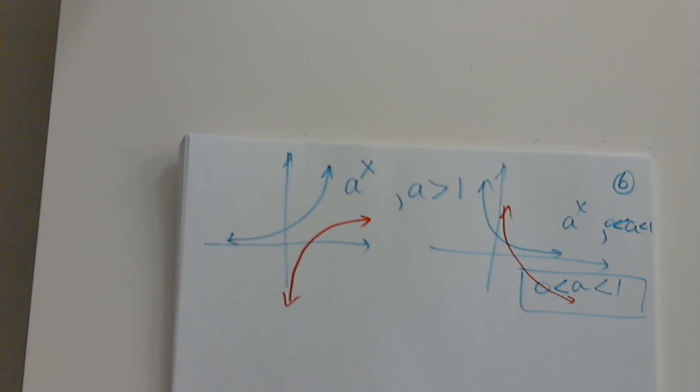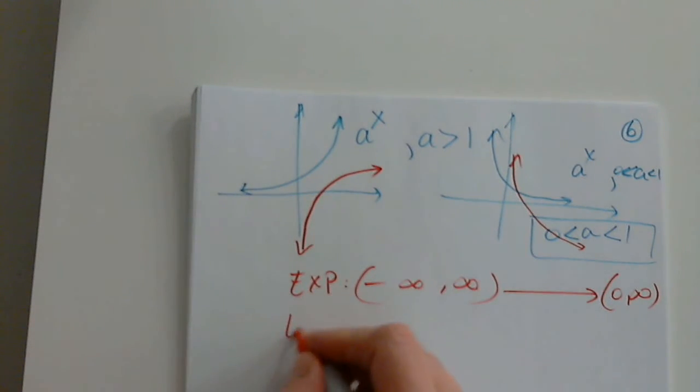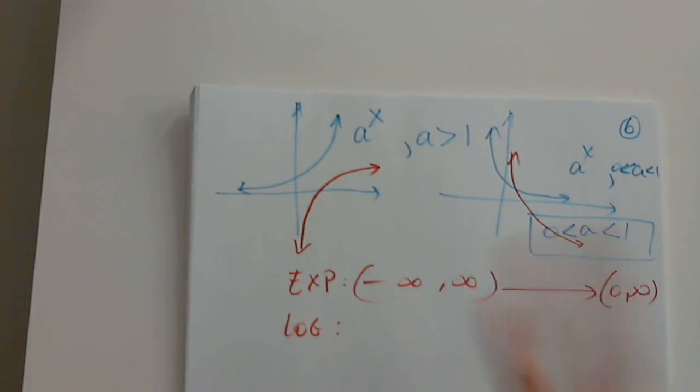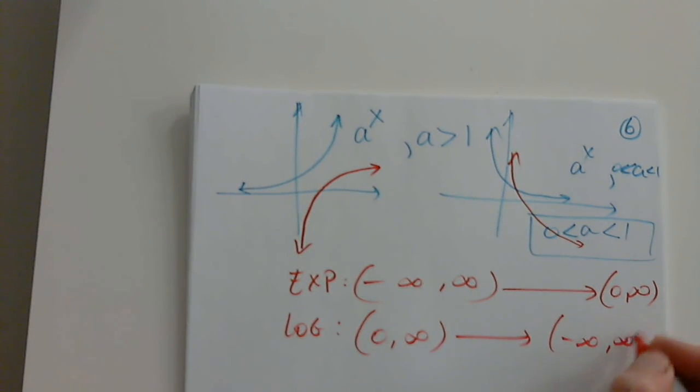So moving forward, please remember, the log function is the inverse of the exponential. That's why it's defined on 0 to infinity. So the inverse function, which is log, is defined on 0 to infinity, which is the range of the exponential. So I like to present these functions together. The exponential function is defined on all real numbers, taking values on 0 to infinity. But the log function, being the inverse function, has these reversed: 0 to infinity, negative infinity to infinity.